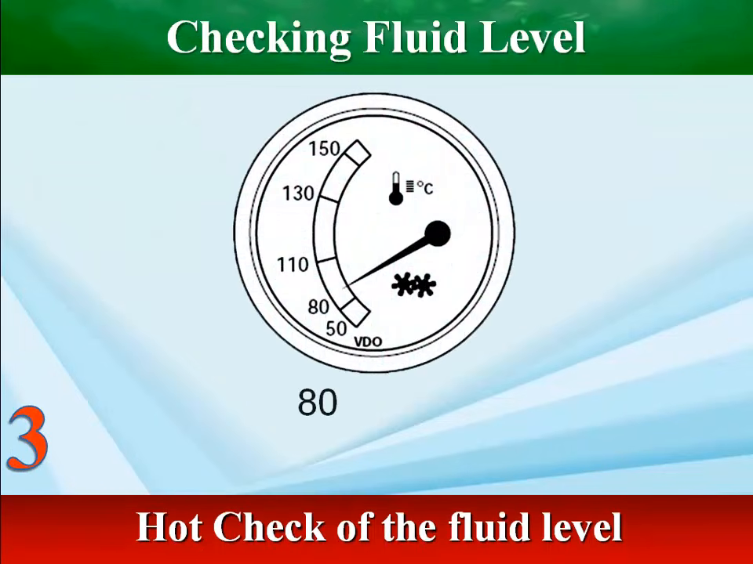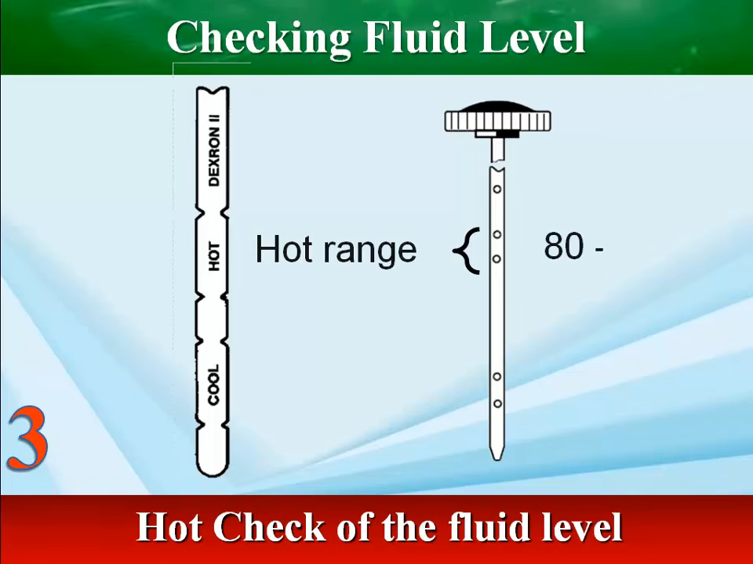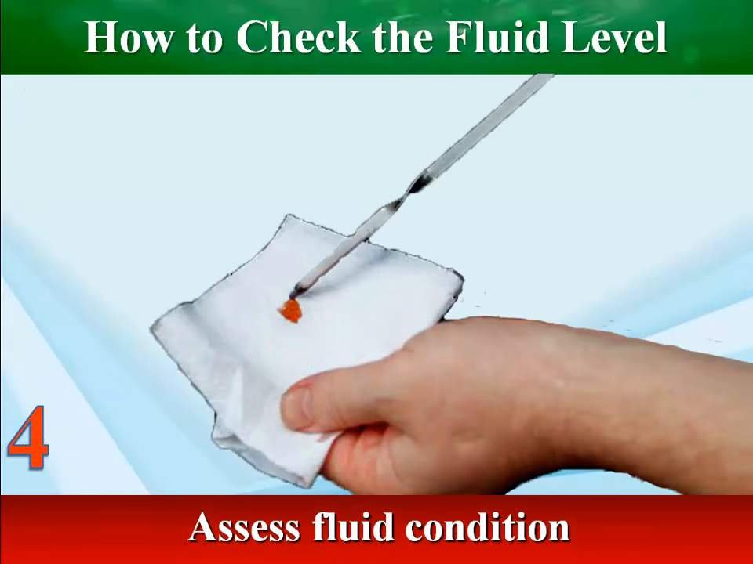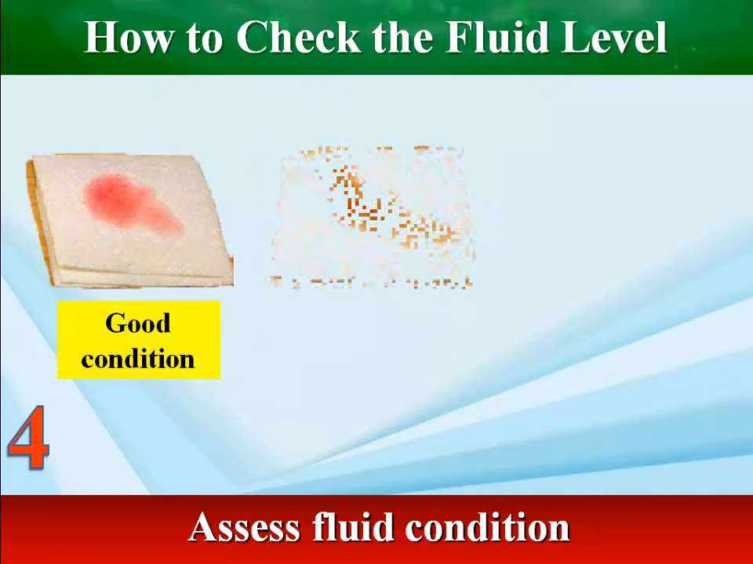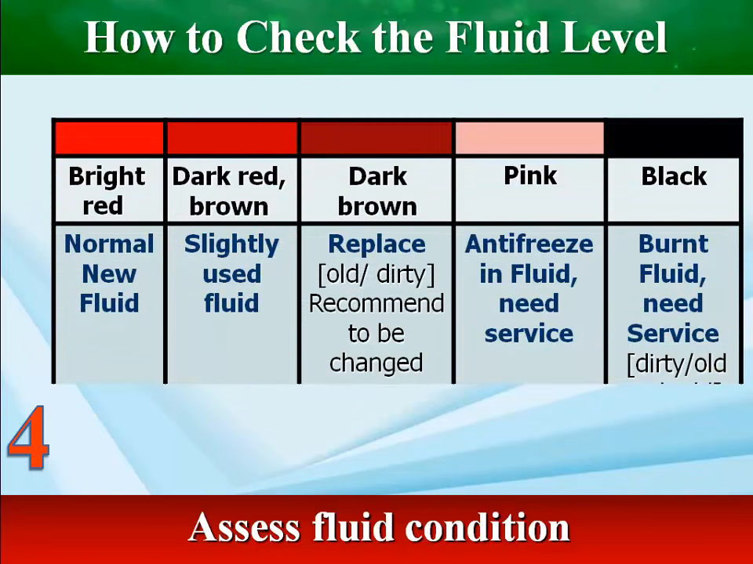The fluid level rises as the sump temperature increases. The transmission fluid must have reached the operating temperature of 80 to 90 degrees Celsius to check the fluid level. Note the fluid's color, milky appearance, or any trace of coolant in the fluid. The fluid should be a clean, bright red color and have a sweet smell. If the fluid is dark or black or has a burnt smell, it indicates that you need to change the fluid.